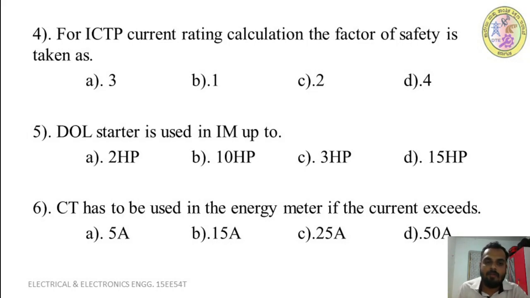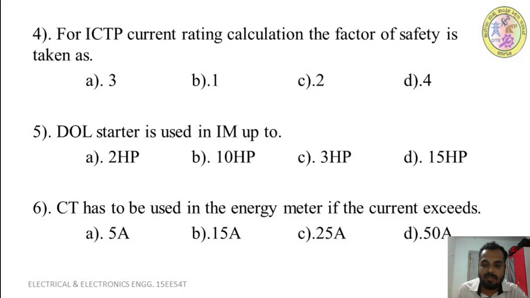Fourth question. For ICTP current rating calculation, the factor of safety is taken as... ICTP means ironclad triple pole switch, right? That is the main switch. So for calculating the current rating of your ICTP, the factor of safety is to be taken as, there are 4 options: A 3, B 1, C 2, D 4. So what is the answer? It is A 3, right?